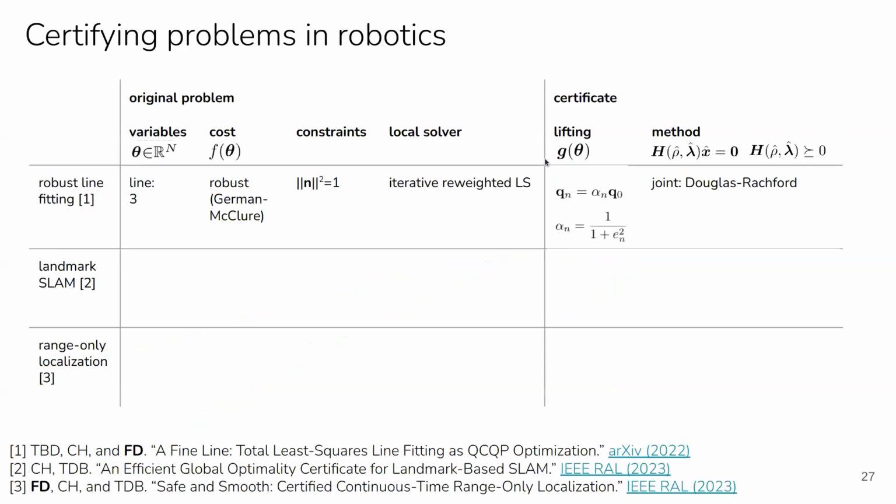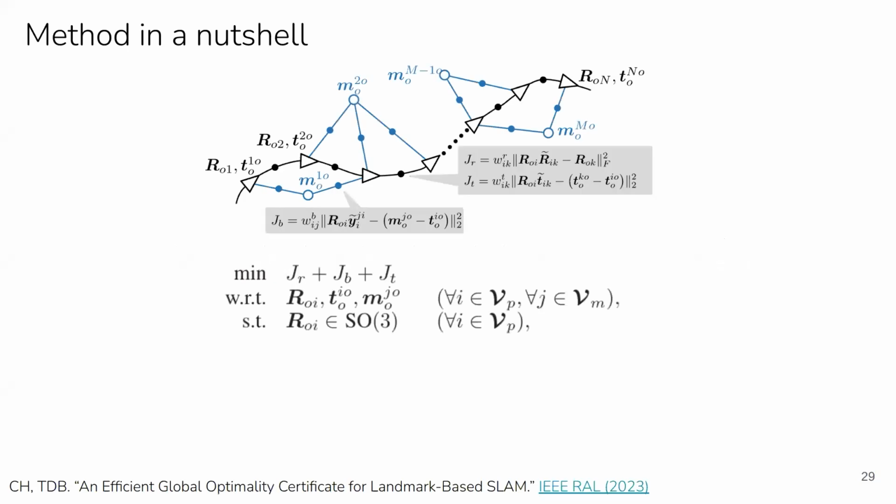All right, that's very briefly what this first method is about. And I will talk a little bit more in depth about the other two methods. The first one being certifying landmark-based SLAM. This is work that was done by Connor Holmes from the lab, mostly before I arrived here, but I do want to talk about it for the sake of completeness, and I think because it's a very interesting method.